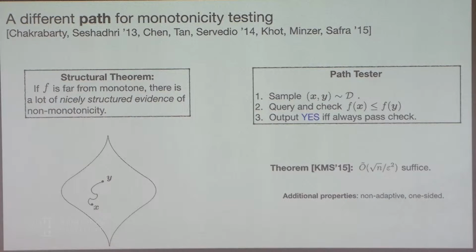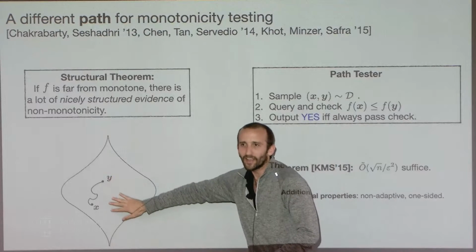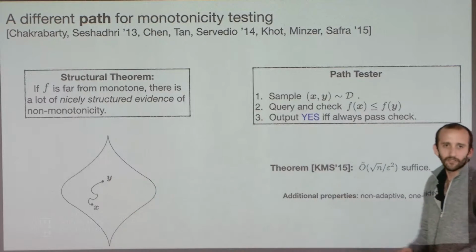So what's a path tester? It's, for some interpretation, the natural test that you would have come up with had you looked at the original definition of monotonicity testing. So what they're going to do is find a distribution to sample these pairs, x and y, where x is always below y, and just query those two.